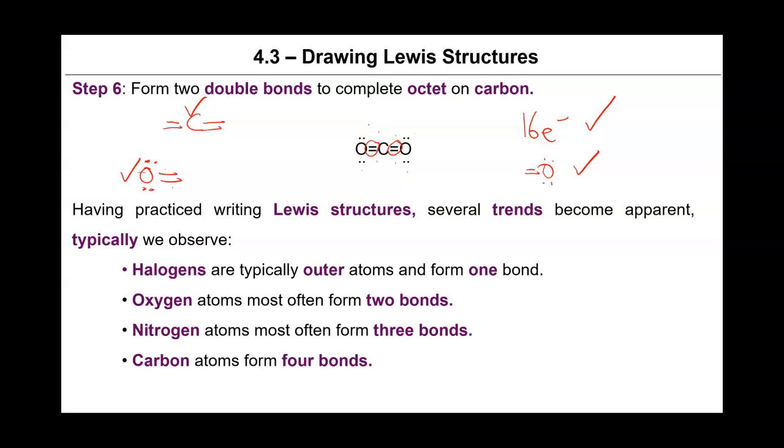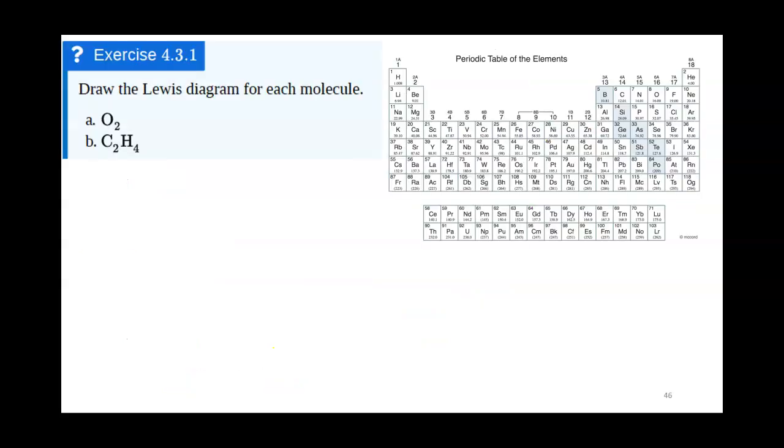So once you've done a bunch of these, you'll observe some patterns. Typically what you see is the elements from group 7A, they tend to be on the outside of our molecules and form one bond, but not always. Oxygen atoms most often form 2 bonds, sometimes 3 though, occasionally 1. Nitrogen atoms most commonly form 3 bonds, and carbon atoms most commonly form 4 bonds. So we're going to practice a little now.